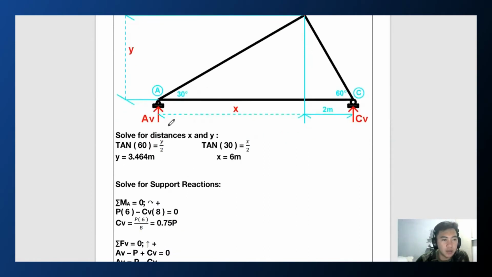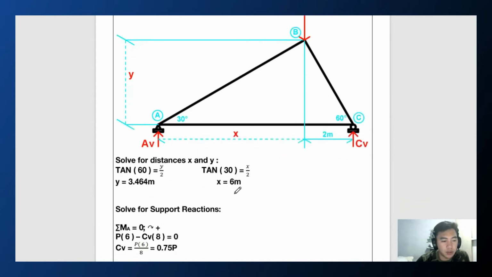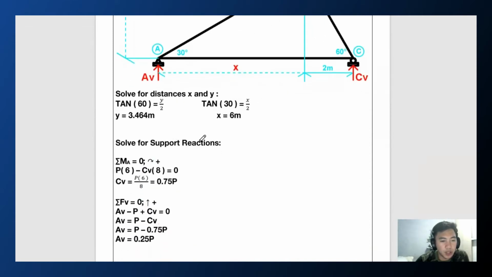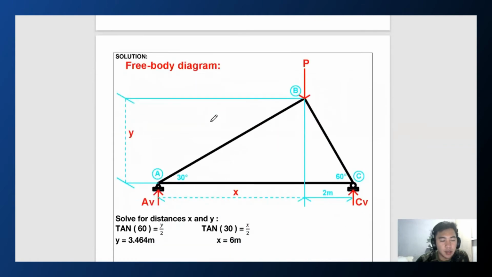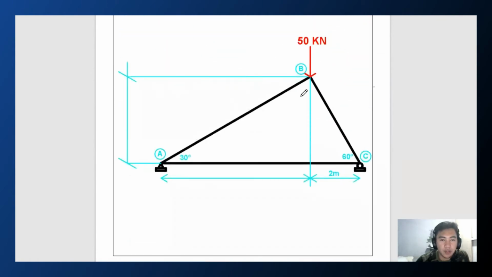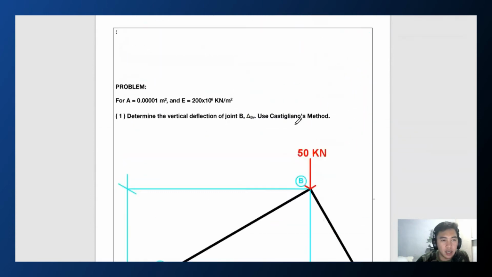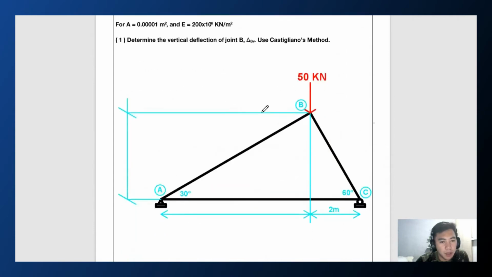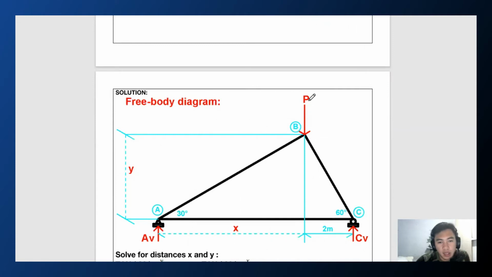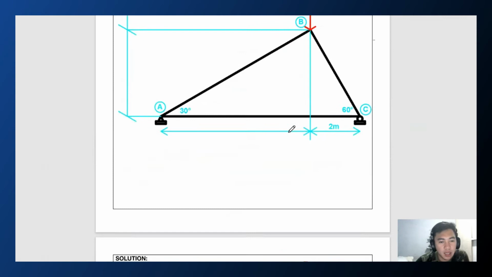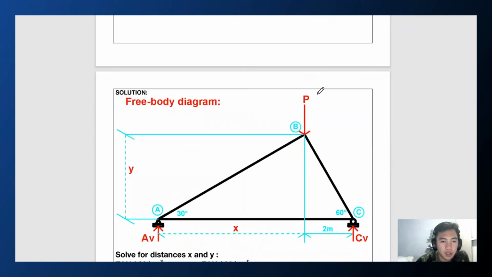Now, since we have the lever arms of each unknown, we can solve the support reactions. First, summation of moment along A. Oh wait, if you have noticed, the 50 kilonewton was not shown here because our problem is looking for the vertical deflection of joint B. So we assume the fictitious load at joint B going vertically down. You might ask why we remove this 50 kilonewton. The answer is that it coincides with our fictitious load. Later you will understand why.